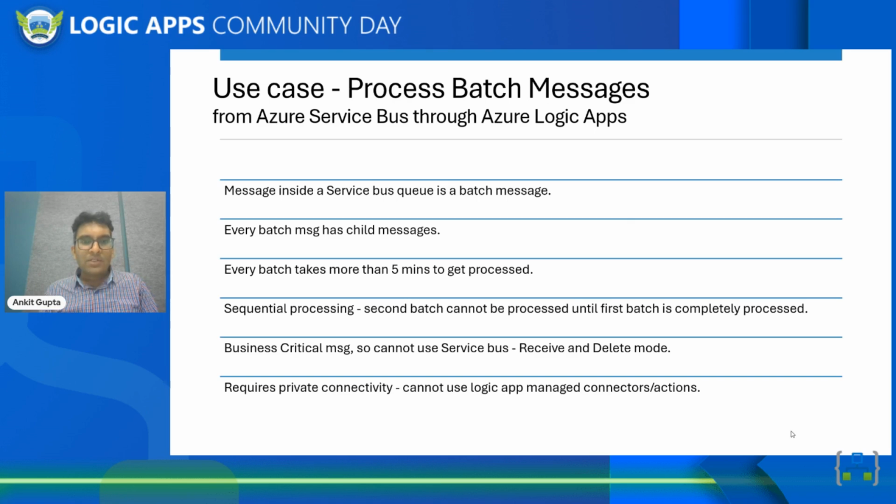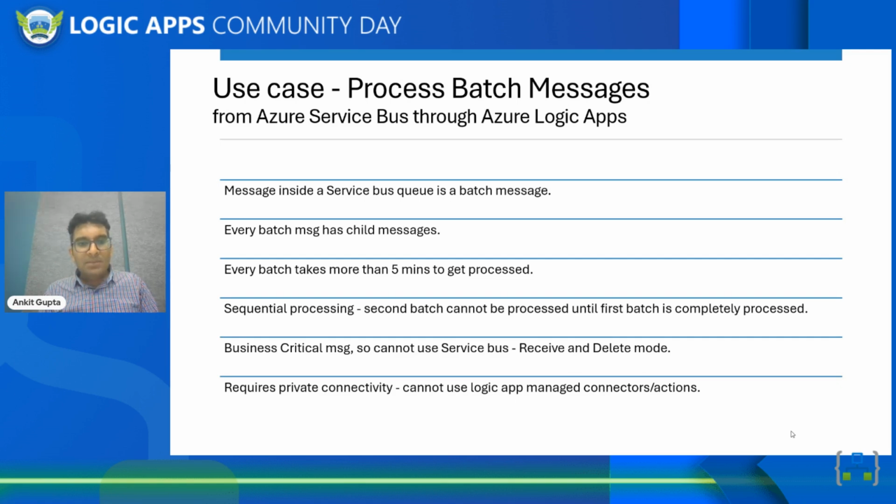This is a live use case. We encountered this problem recently in our project. We need to process batch messages from the Azure Service Bus through Azure Logic Apps. The message inside a Service Bus queue is a batch message. Every batch message has multiple child messages which need to be sent to a downstream application. Every batch message takes more than 5 minutes to get processed. It also requires sequential processing, so the second batch cannot be processed until the first batch is completely processed.